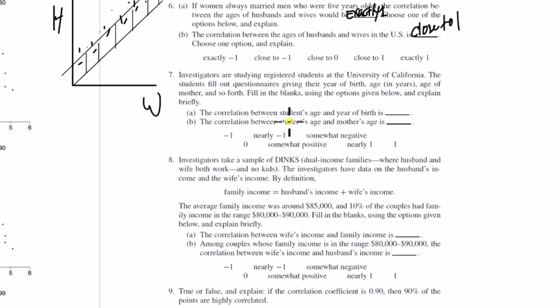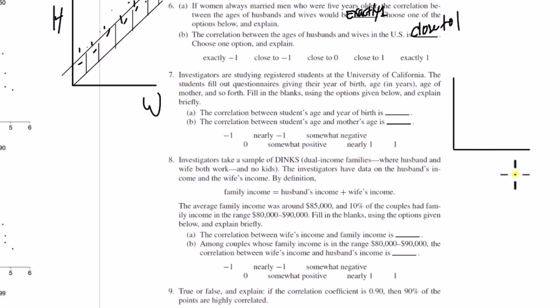The correlation between students' age and year of birth is going to be 1. Because once someone gives you their age, that fixes their year of birth. Well, okay, it might be -1. It's going to be a perfect correlation is what I'm saying. So what would it be, 1 or -1?